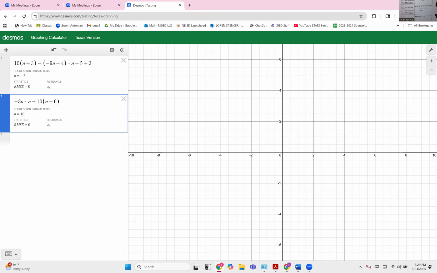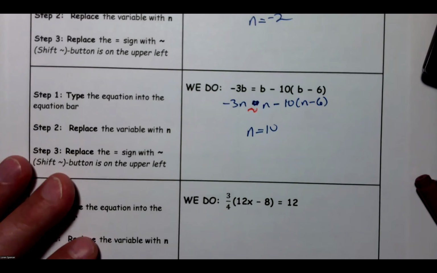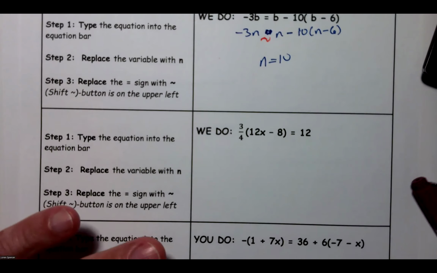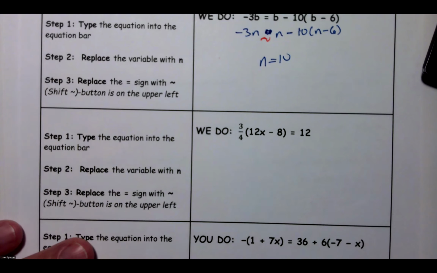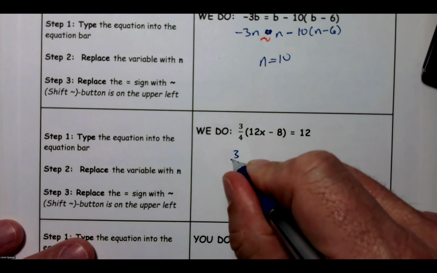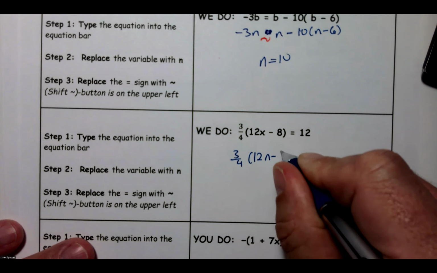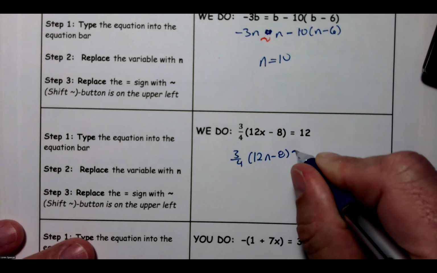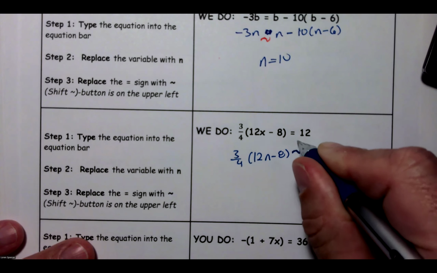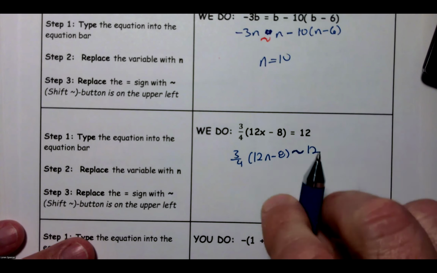All right, swapping back. So we're going to this next one. And here's what we're going to have to put in. 3/4, 12 n minus 8. And by now we should know that this is a squiggle, not an equals. 12.